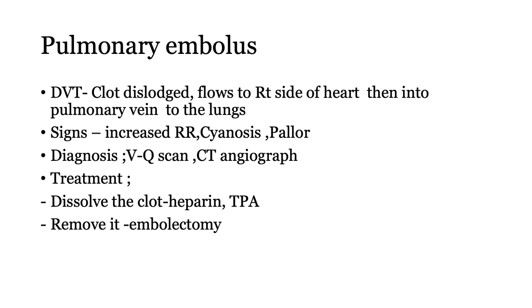A pulmonary embolus is another cause of obstructive shock. So usually it begins with deep venous thrombosis, and when you have DVT, a clot may dislodge, and the clot will flow freely within the bloodstream to the right side of the heart and then into the pulmonary veins to the lungs. So signs of pulmonary embolus, we shall have increased respiratory rate, cyanosis, and pallor. Sometimes if you have a big clot, a saddle clot, it might cause sudden death when it blocks off complete blood flow to the lungs.